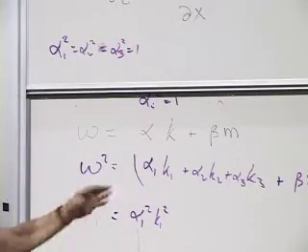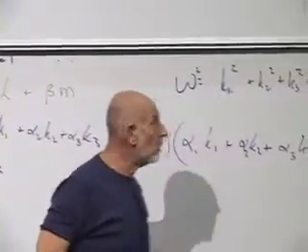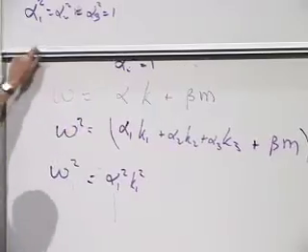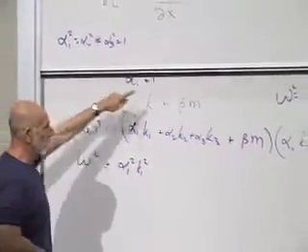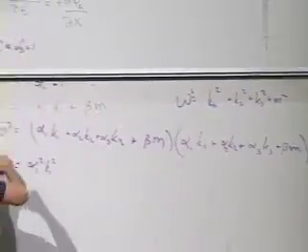Now, what about beta? When we multiply beta squared, we're also going to want to match this. So also beta squared had better be equal to 1.